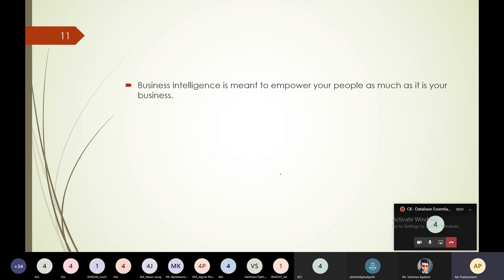Business intelligence is meant to empower your people. Keep in mind, as a manager, you need to empower your people, and this is one of the tools which will help you to empower your people.